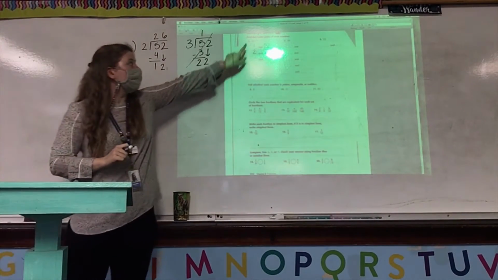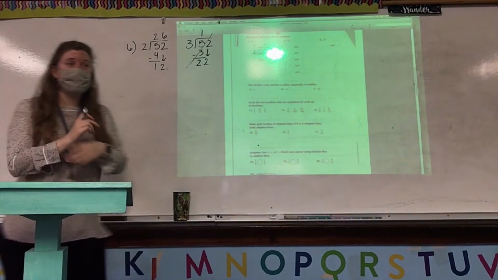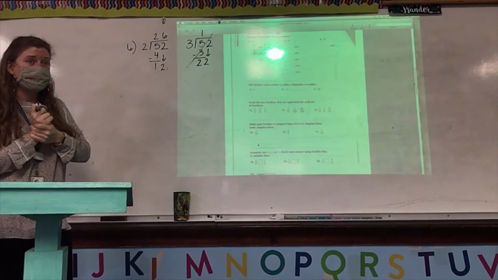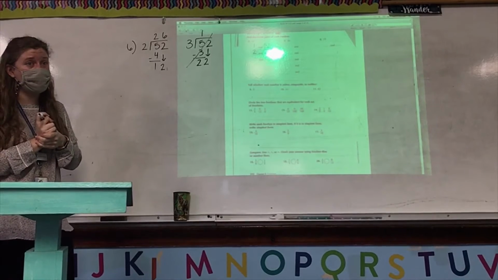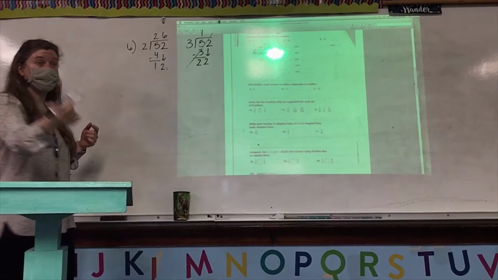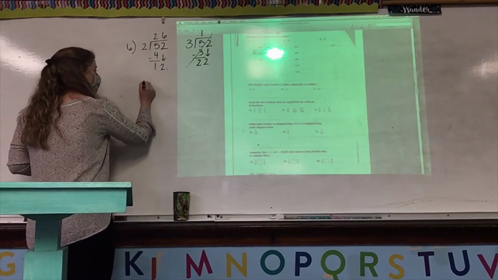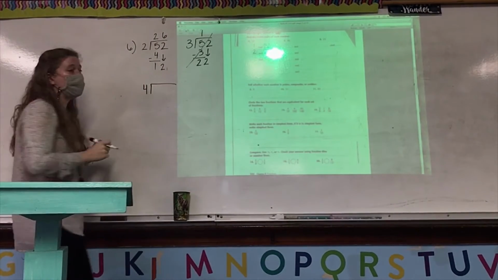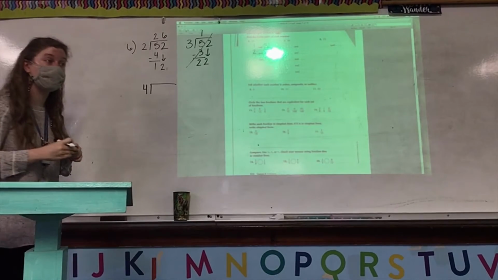Let's think of 4. Do we know if 4 is a factor of 52? Not until we test. Is there a basic fact with 4 that equals 52? No. So we need to test. Go to your separate sheet of paper. If you did not test already, you need to do it with your red pen right now.